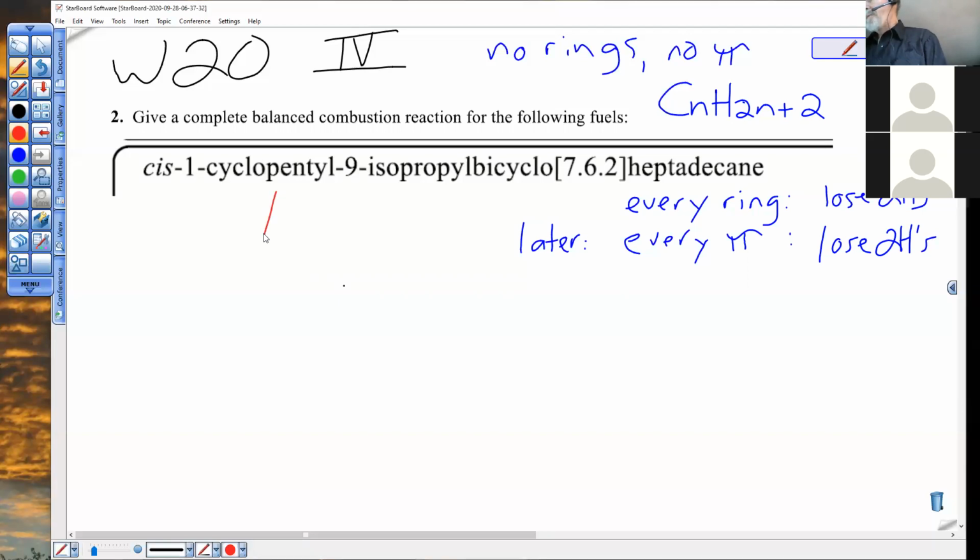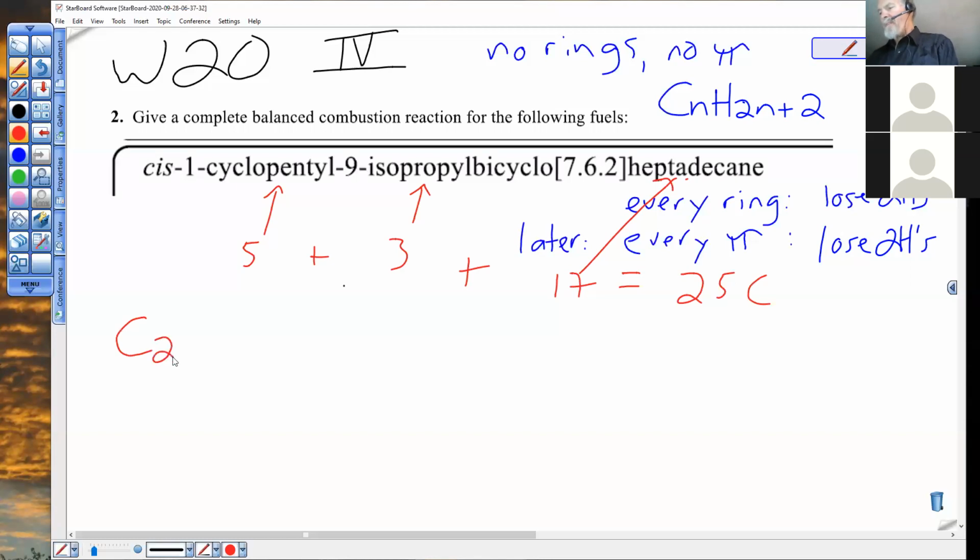We have 5 C's in a cyclopentyl. Isopropyl, as the name says, 3 C's. Heptadecane. 17 C's. Did I miss any groups? I don't think so. 25. So C25, what's 25 times 2 is 50 plus 2 is 52.